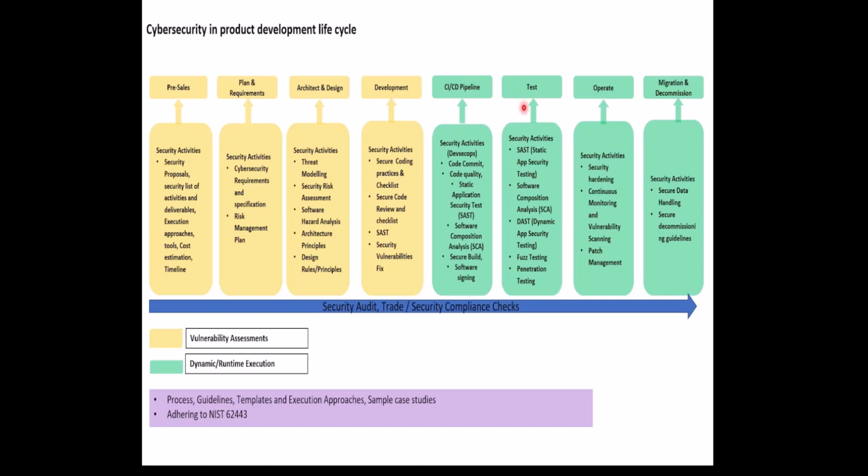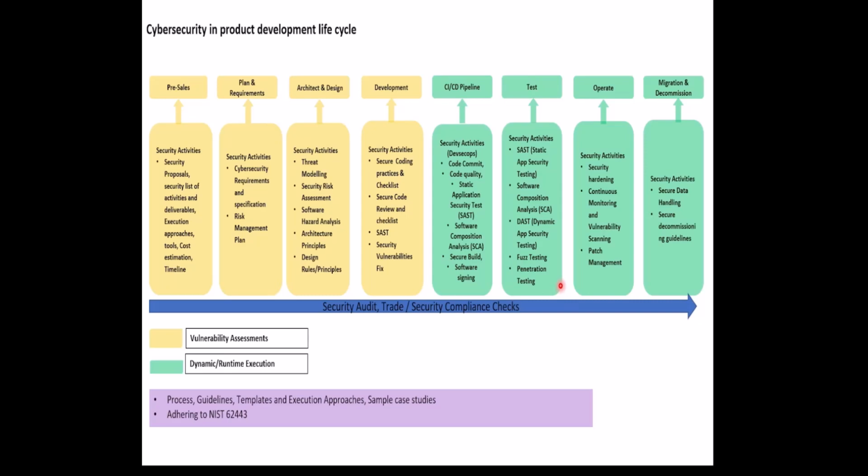Then testing phase activities. Basically this is the runtime or dynamic test activities. Here what are all the security high level activities we need to consider? SAST, static application security test, this is optional. Software composition analysis, again this is also optional. Dynamic application security test we need to do, fuzz testing, penetration testing. These are all the high level activities we need to consider when we do the dynamic or runtime environment related security test.